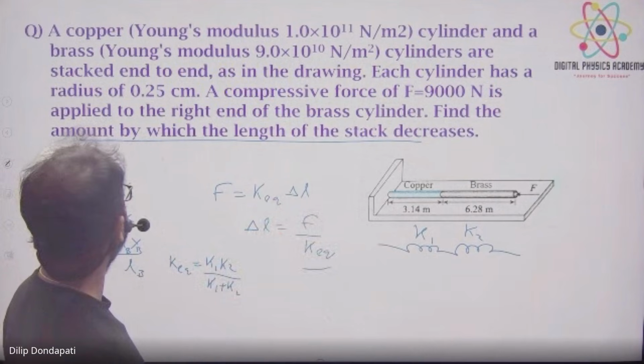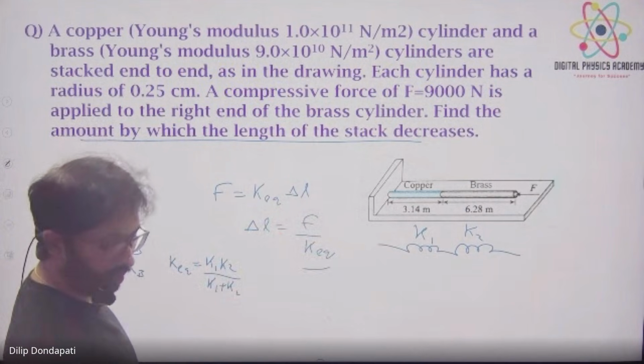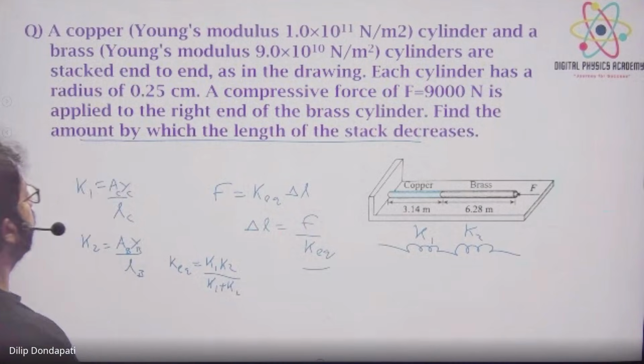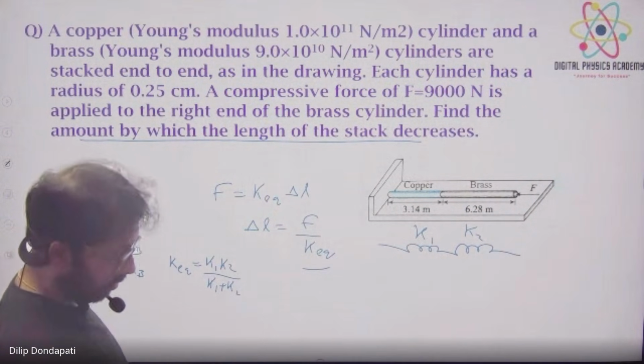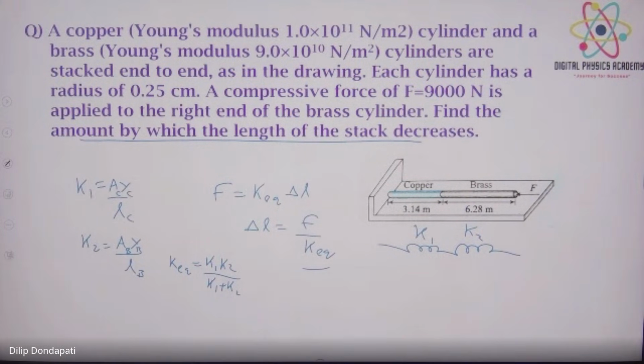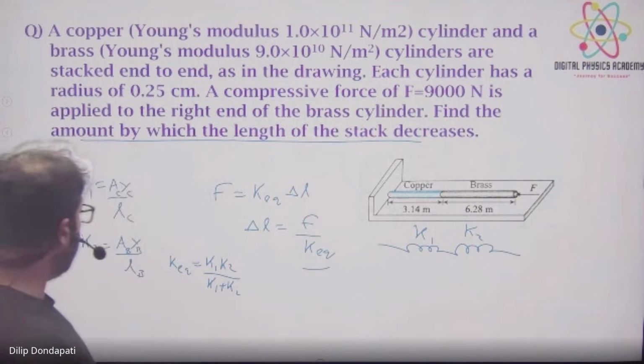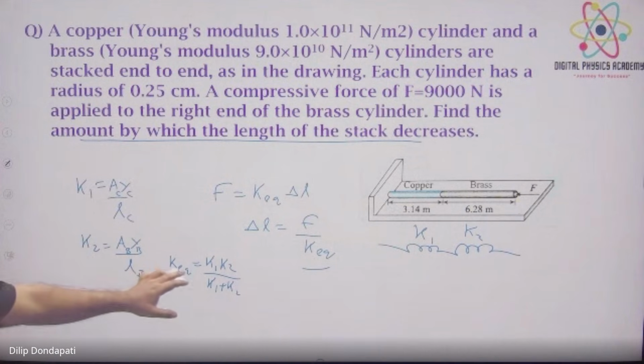Sir, over here the length and the radius will be the same. No, how will the length be 6.28 and 3.14? Separate lengths are given, but the radius is the same for both. No sir, I think they gave the radius to find the area. Use pi r squared and solve. Understood? Find K1 separately, K2 separately, then K equivalent.